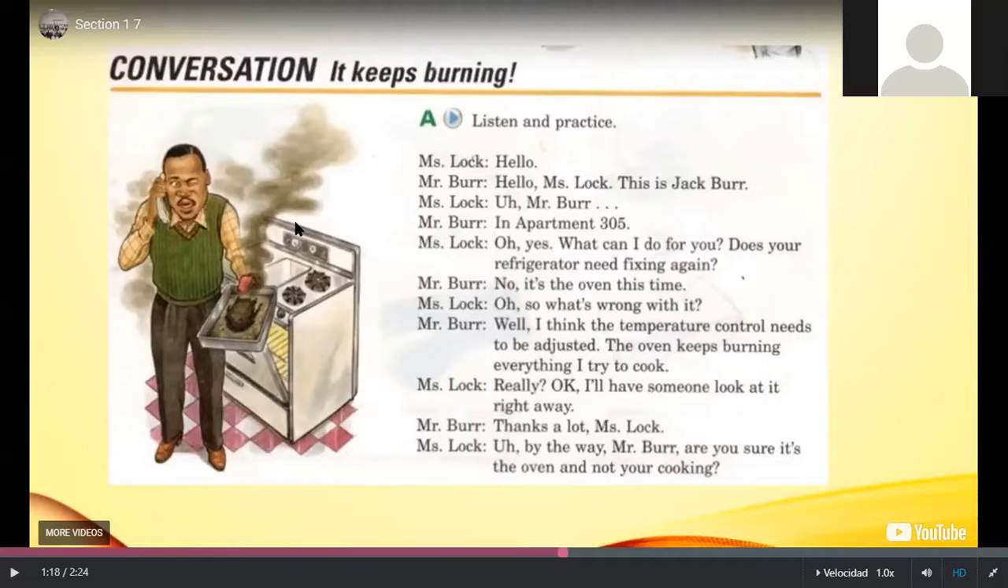Okay, let me ask you in this way. What is the problem that he is reporting to Ms. Locke? The oven keeps burning everything. Okay, so in this case, we identify the problem. The problem that he is sharing with Ms. Locke is that the oven keeps burning everything.